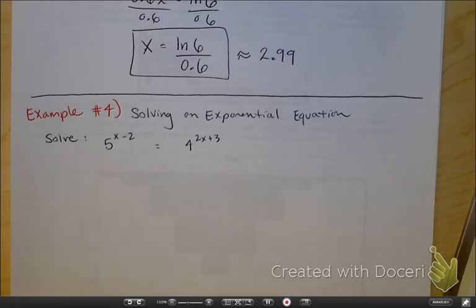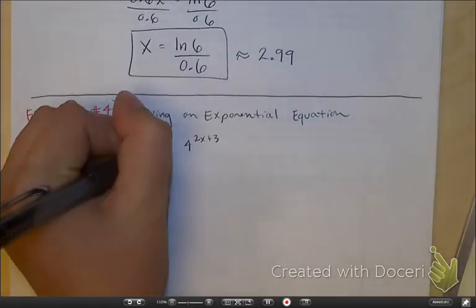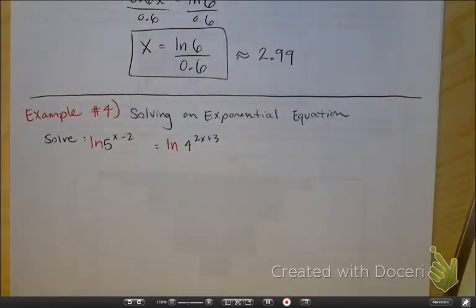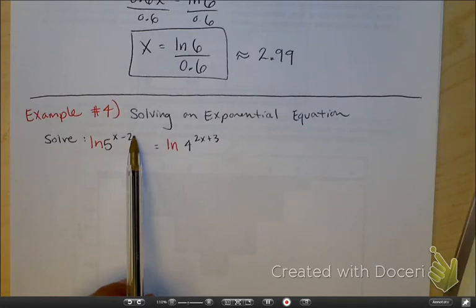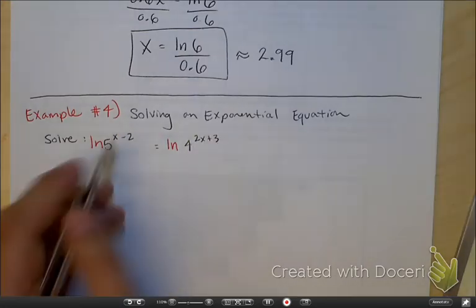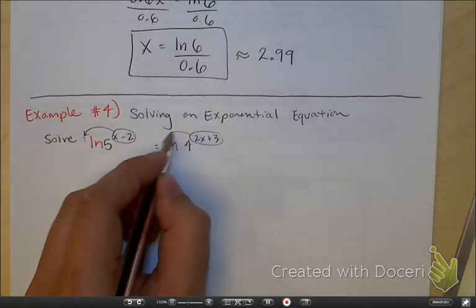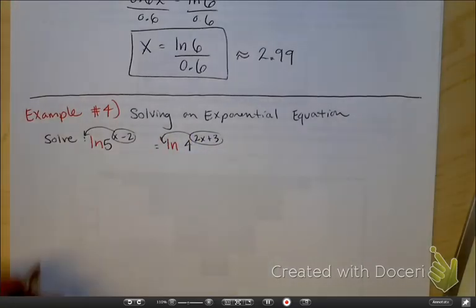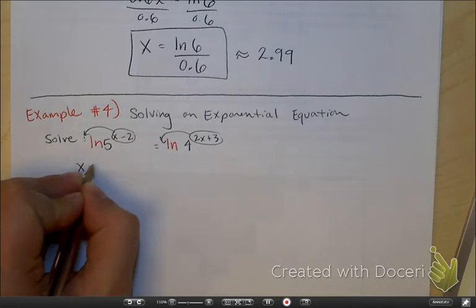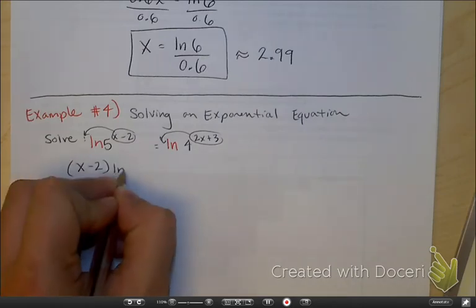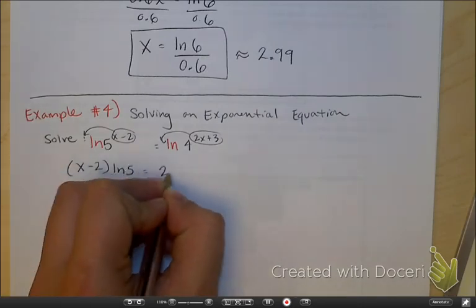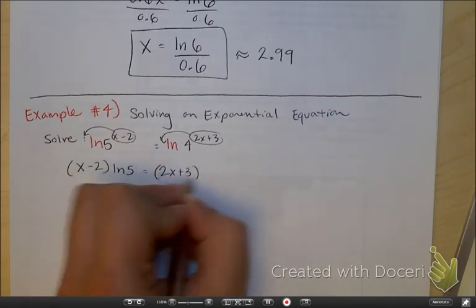Step 2 is to take the natural log of both sides. So I'm going to write the natural log of the left-hand side and the natural log of the right-hand side. Step 3 says figure out a way to isolate that variable. So I'm going to try and bring those exponents down front. So I'm going to bring x minus 2 over here and 2x plus 3 down in front here using the power property. So let me rewrite that. I have (x minus 2) times ln of 5 equals (2x plus 3) times ln of 4.